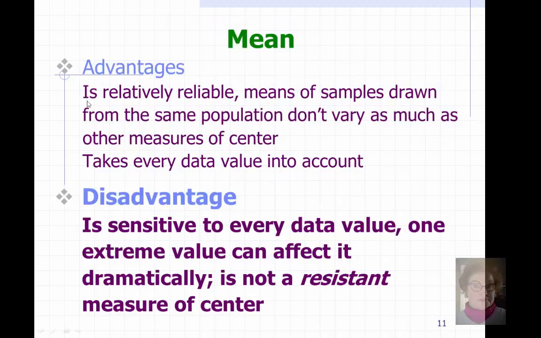Now, the mean is reliable, and when we look at samples, the mean does not vary as much as some of the other measures of center, and this is because it takes every data value into account. One of the disadvantages is the same as its advantage: it's sensitive to every data value. So one extreme value can affect it dramatically. In statistics, this is called resistance. So the mean is not a resistant measure.